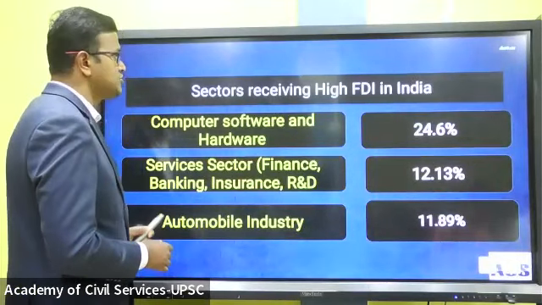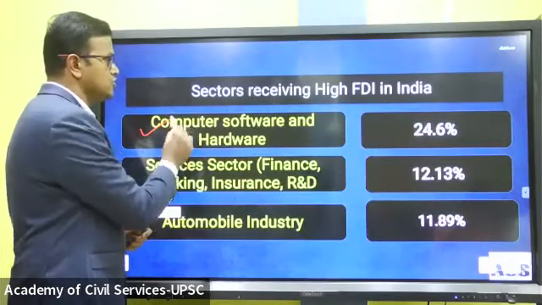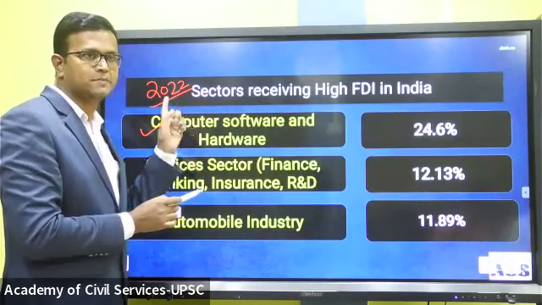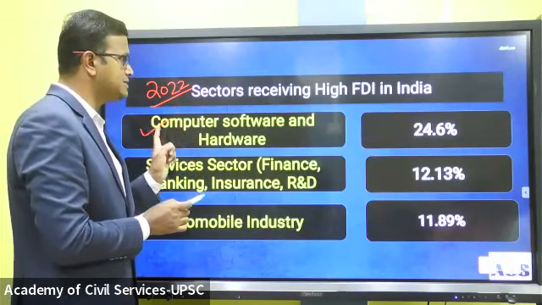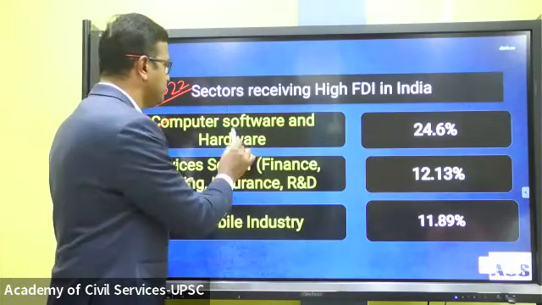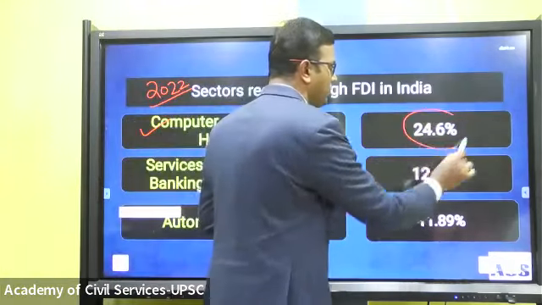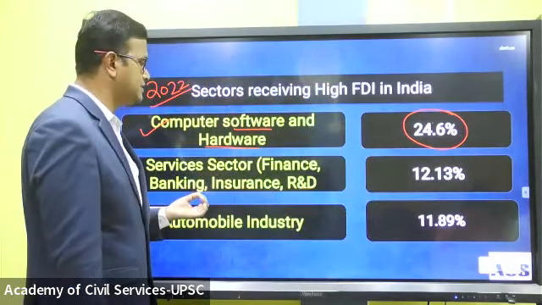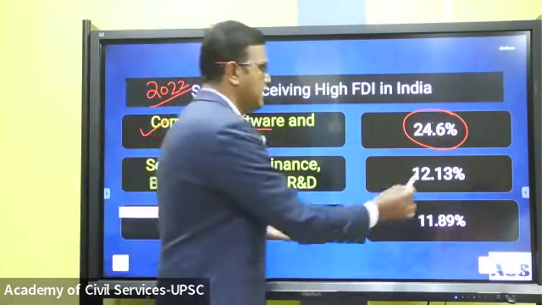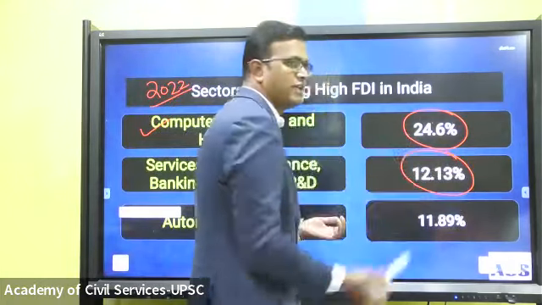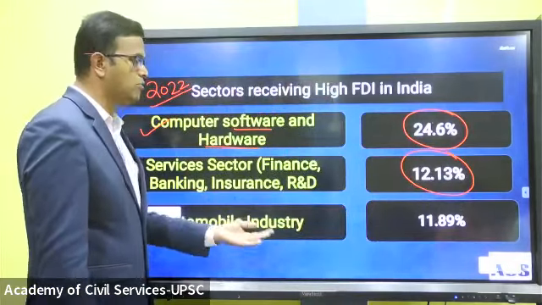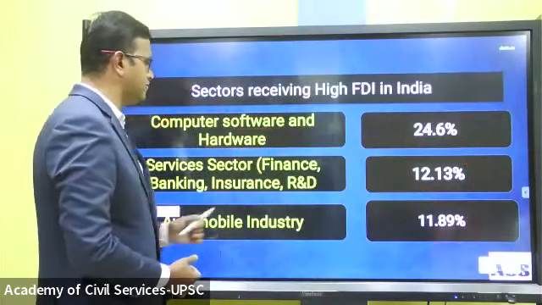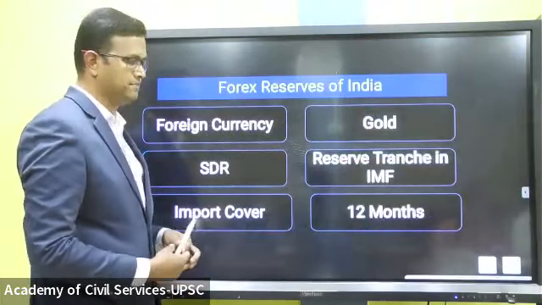Sectors receiving the highest FDI in India: computer software. All these are for 2022, because the 2023 report did not come so far. As per the year 2022, the highest sector receiving FDI in India is computer software and hardware. 24.6% of FDI comes to that sector. Second is the service sector: finance, banking, insurance, research and development. 12.13% of the total FDI comes to this sector. Third is the automobile industry, vehicle manufacturing, and 11.89% of the total FDI coming to India is in the automobile industry.